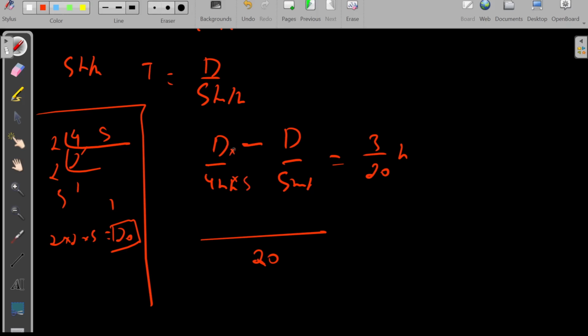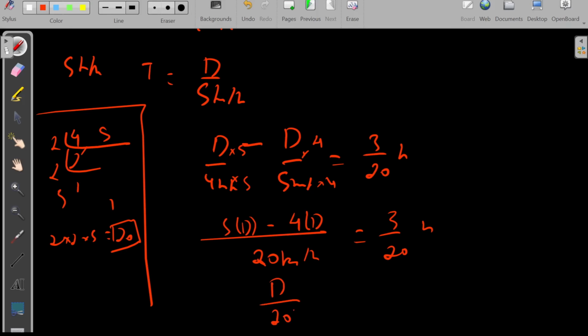I need to do the same case with the numerator. So I'll multiply both the numerator and denominator by 5. So that'll give me 5d over 20. Same case with this one. 5 times 4 would be 20. And same case with the numerator, so that'll be 4d over 20, equals 3 over 20 hour. This one is kilometer per hour. So 5d minus 4d, that would give me 1d over 20 kilometer per hour.